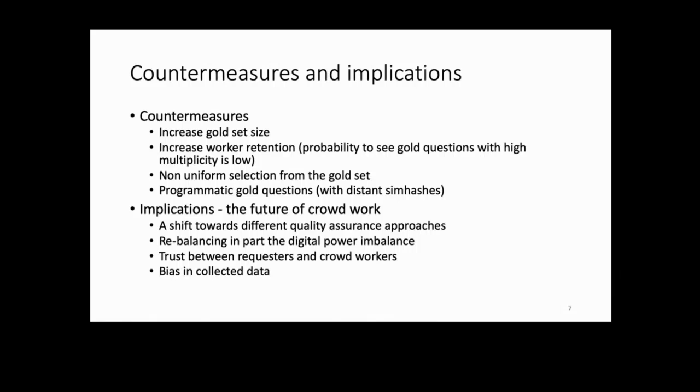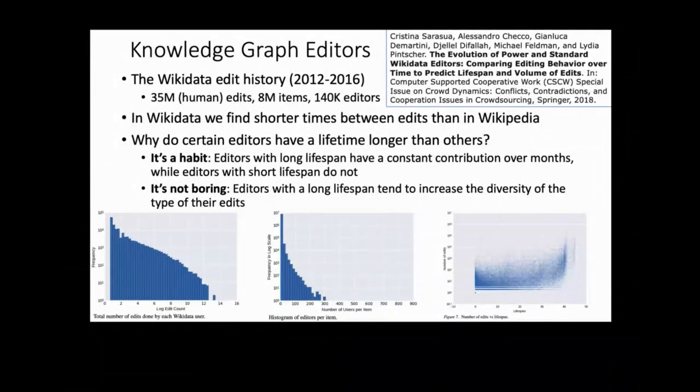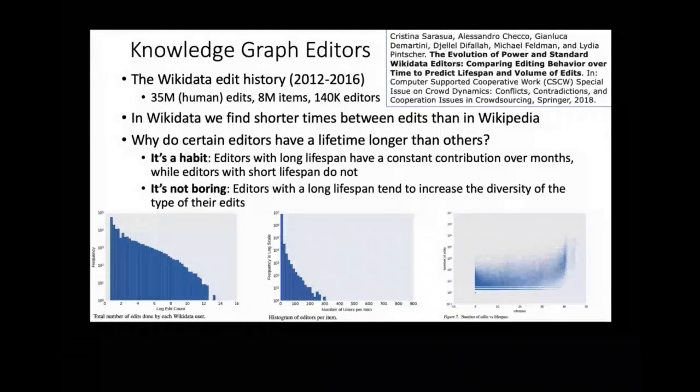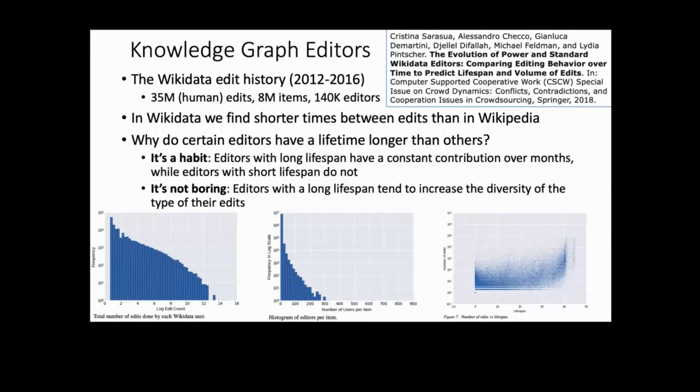Let me now move to another example, which is knowledge graphs. We are still talking about crowdsourcing, so it's a crowdsourced knowledge graph, but here the incentive is no longer monetary, it's not financial. Rather, these contributors are editing a knowledge graph on a voluntary basis. We are talking about Wikidata, which is one of the Wikimedia Foundation projects, and it's very similar to Wikipedia in the crowdsourcing aspect. The only difference is that instead of editing articles, editors in Wikidata are editing a knowledge graph.